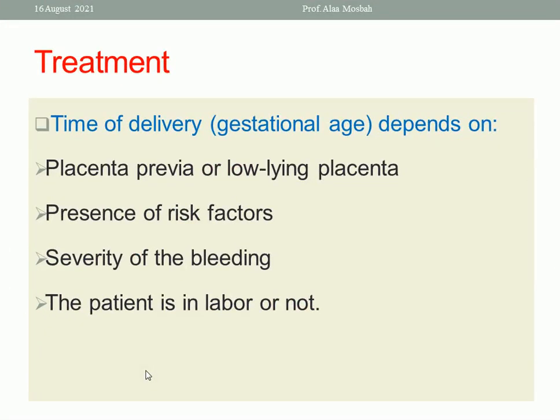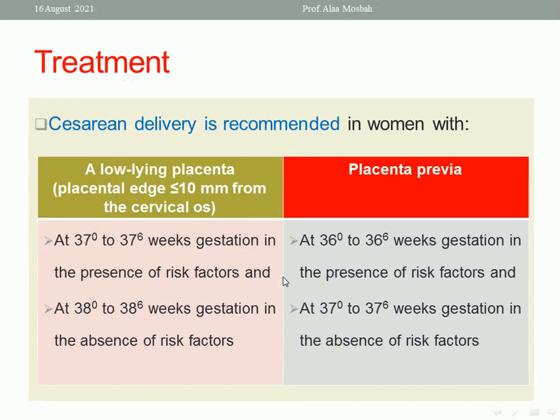What about the time of delivery? At which gestational age do we terminate the pregnancy? Depending on, is it placenta previa or low-lying placenta? Is there any risk factors? What about the severity of the bleeding? Is there a severity of the bleeding that needs emergency intervention? Is the patient in labor or not? These are the factors affecting my decision as regards the time of delivery.